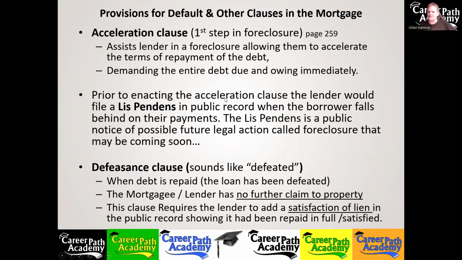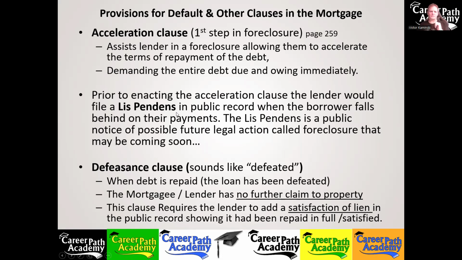However, prior to enacting the acceleration clause, the lender will file a lis pendens in the public records. You guys recall what that is? A lis pendens is a public notice of possible future legal action against the property. That legal action being foreclosure. So by recording this in the public records, it puts the world on notice, for any interested parties that may have an interest in your property, that there's pending legal action against the property, foreclosure, that may be coming soon. They usually record that in the public record when you fall behind at least 2 months on your mortgage payments.